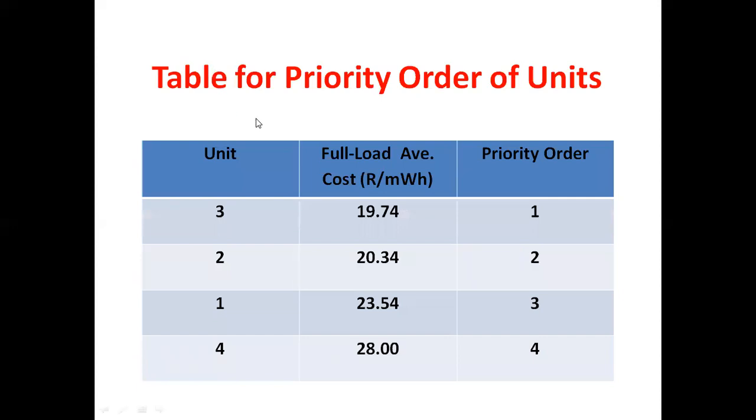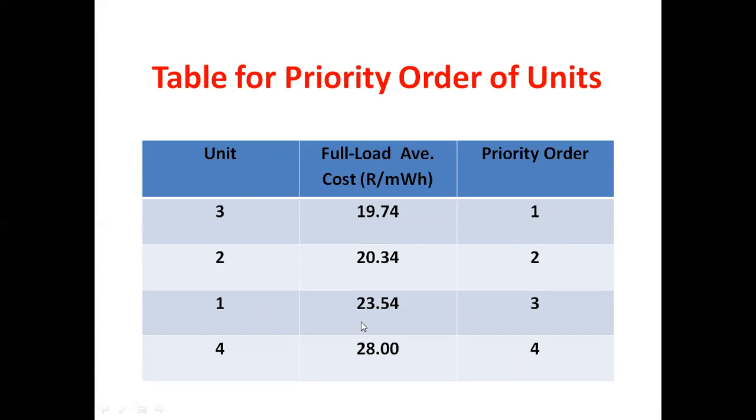So, how will the priority order of the units be given? We have seen from the data that the average fuel cost for unit 3 is minimum, that is 19.74, so it will get the first priority, followed by unit 2, where the average fuel cost is 20.34, which will get the second priority.